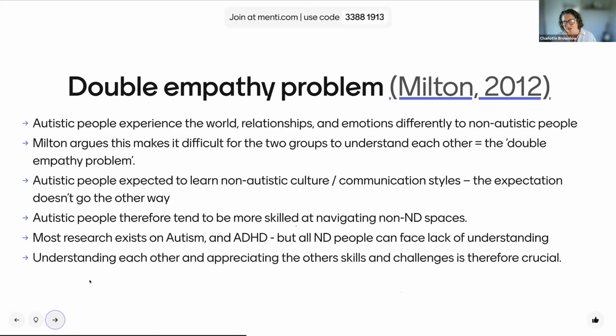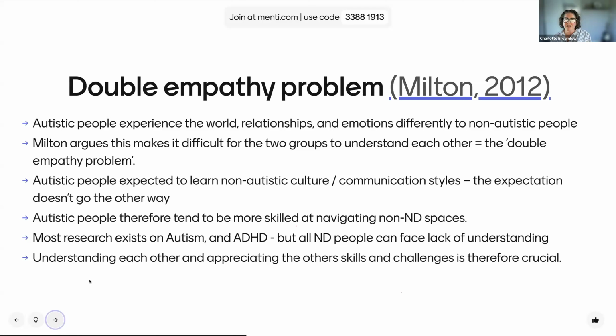But what's interesting is that the double empathy problem doesn't necessarily go both ways. So there's an ingrained expectation that autistic people are just expected to learn non-autistic ways and non-autistic culture. So they're expected to learn different communication styles, etc., etc. But that expectation doesn't necessarily go the other way. So non-autistic people aren't necessarily put the onus on them to actually change to understand the perspective from the other people. So what we find is that autistic people tend to be more skilled at navigating non-autistic spaces and non-neurodivergent spaces, and they tend to be better at doing that than people coming from the other direction.